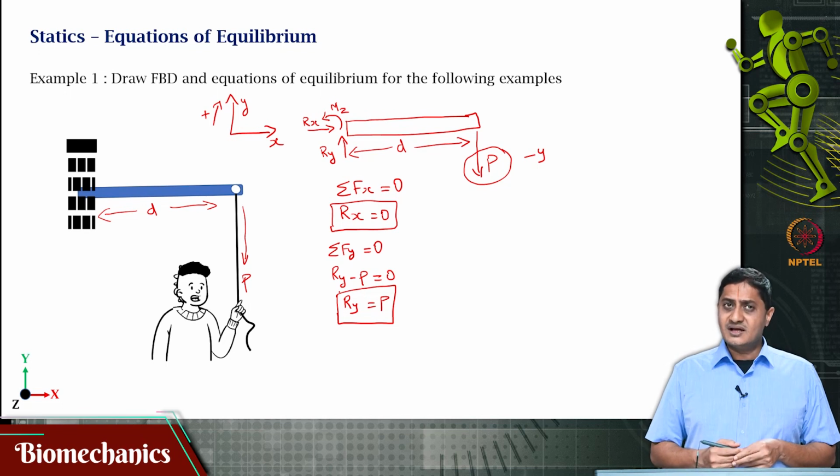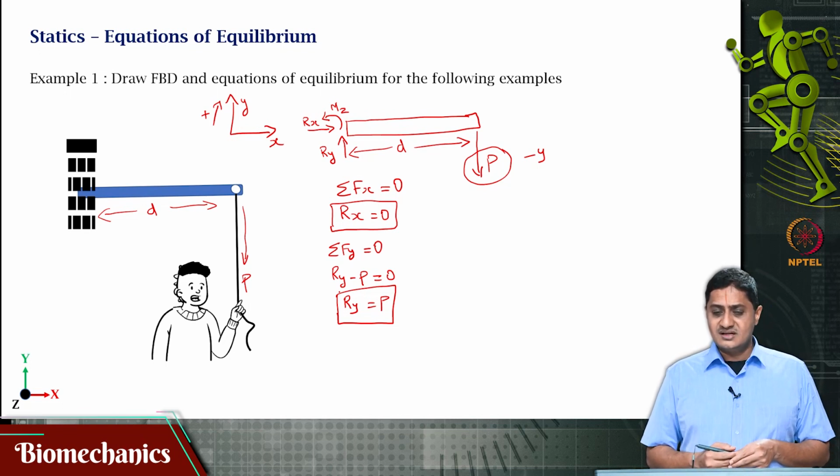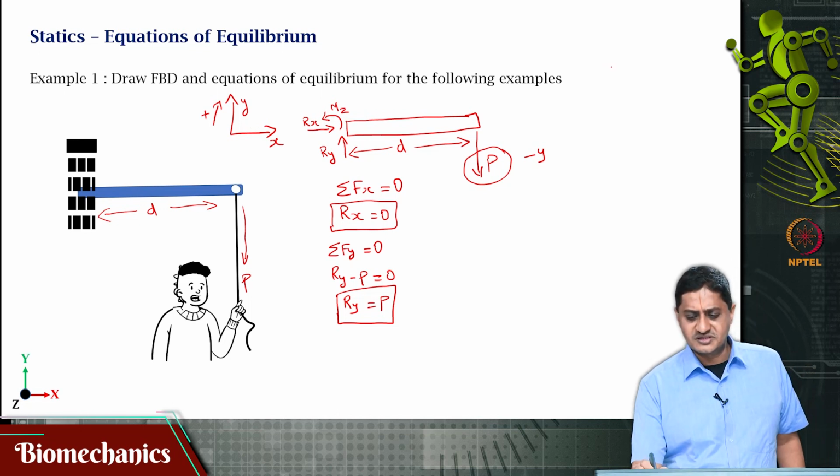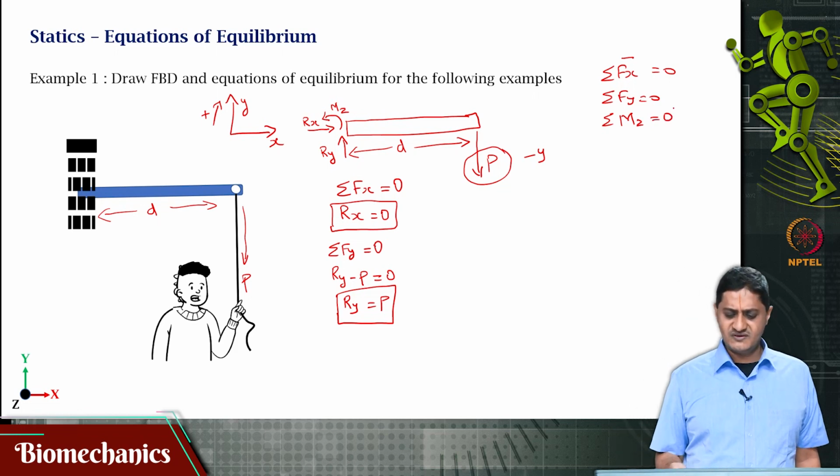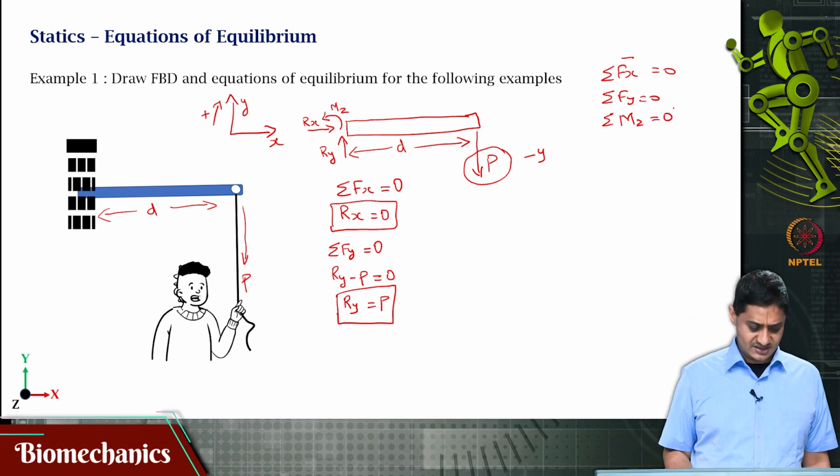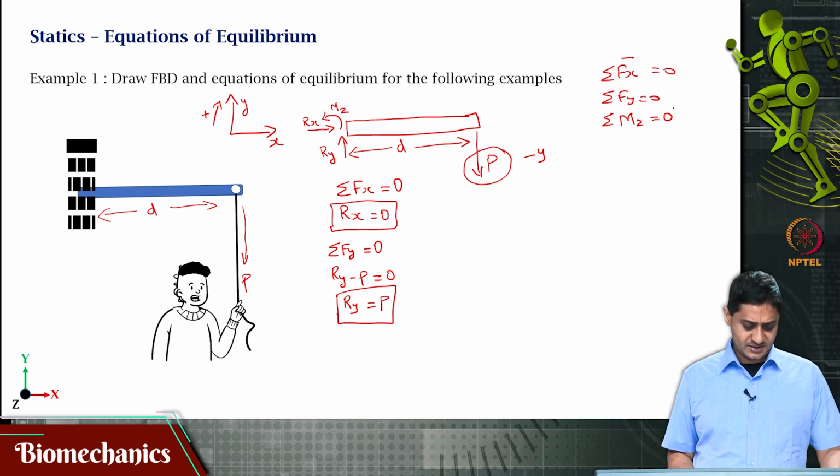Are we done? The answer is no, because there is one more equation. This is planar equilibrium, right. That means that there will be 3 equations of static equilibrium that we will have to write. Let us remember this. Throughout the course, we will be discussing this: sigma Fx equal to 0, sigma Fy equal to 0, and sigma m, in this case m is z. You do not have to specify it all the time, but we can specify it also. Sigma m is z is 0, right.